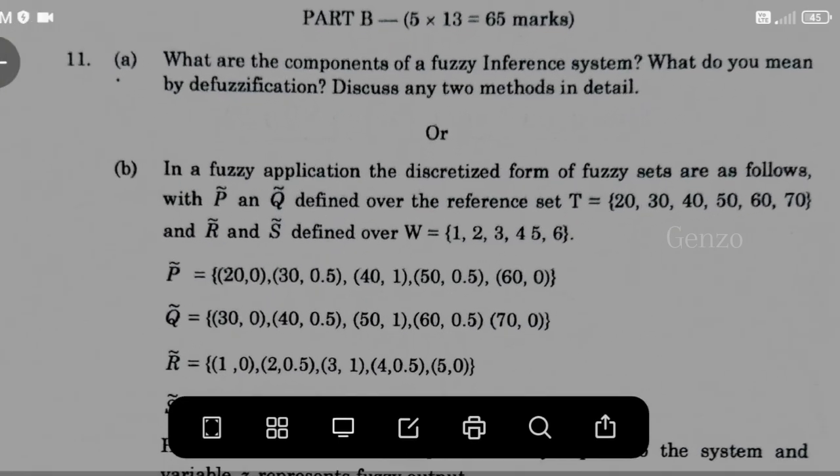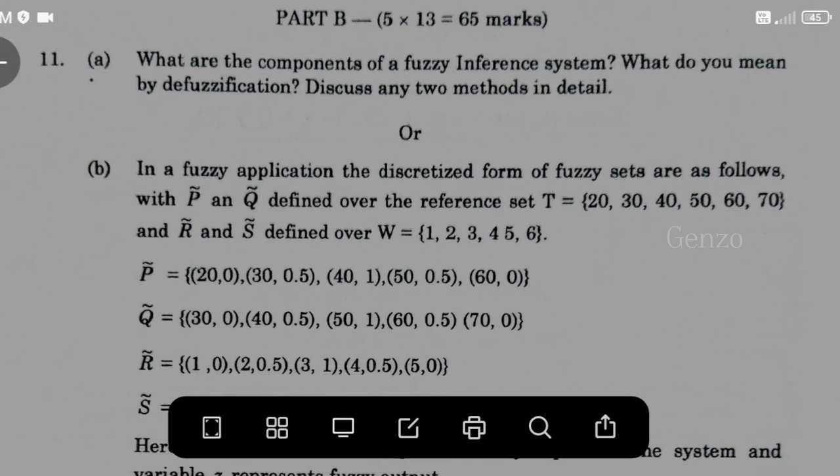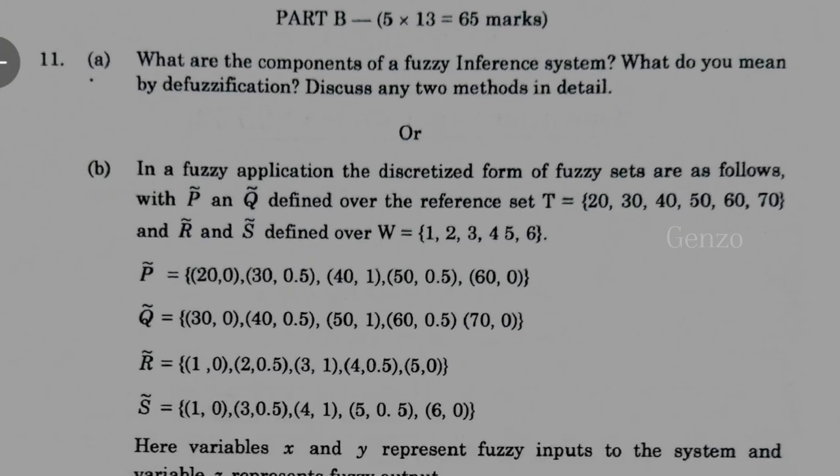11a. What are the components of a fuzzy inference system? What do you mean by defuzzification? Discuss any two methods in detail.